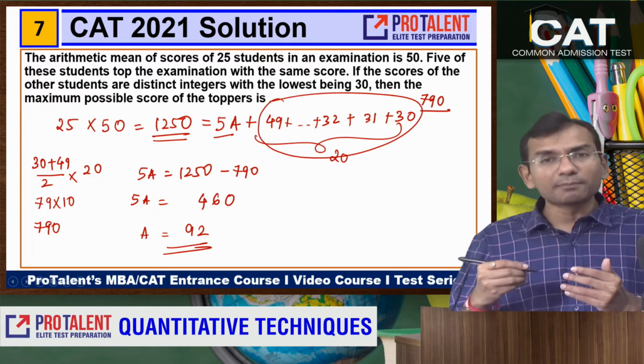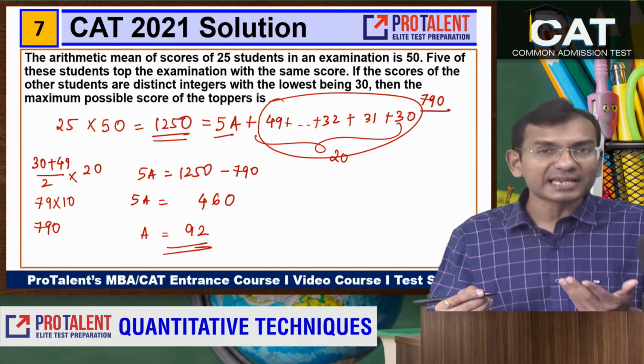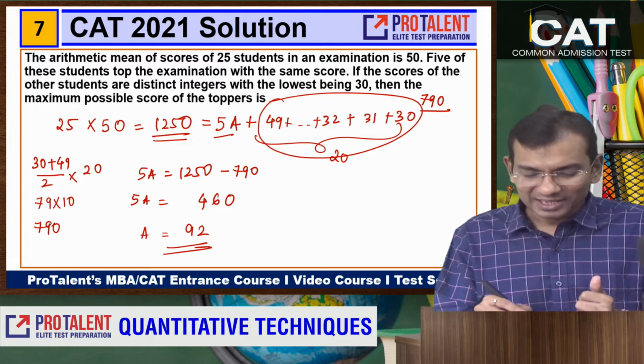So what is the maximum possible score of topper? It is 92. Clear है? Very good. I think this is easy.